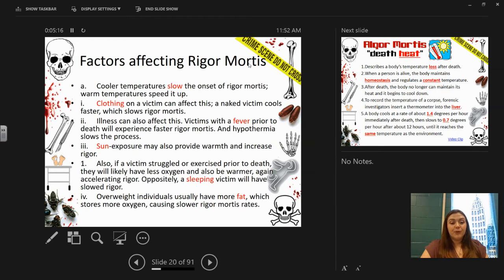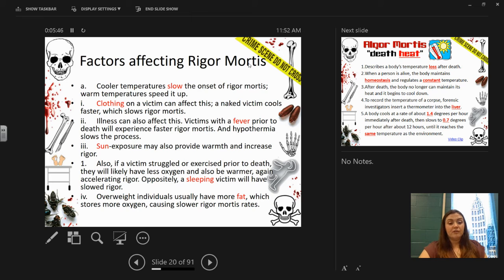Now, some factors affect rigor mortis and really affect everything. So these affect all the mortises. Cooler temperatures slow the onset of rigor mortis. Warm temperatures speed it up. So the hotter it is, it always speeds up decomposition. Clothing on the victim can affect this. A naked victim cools faster, which slows down rigor mortis. So that means the faster they can cool down, the slower this process is going to go. So usually a person who was found in the nude would have rigor mortis set in a little slower than clothed.